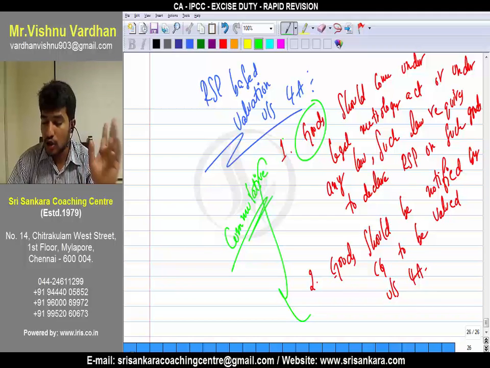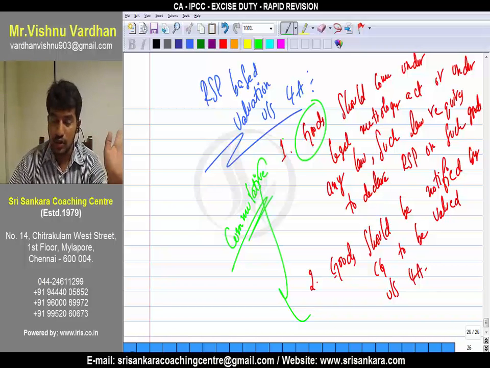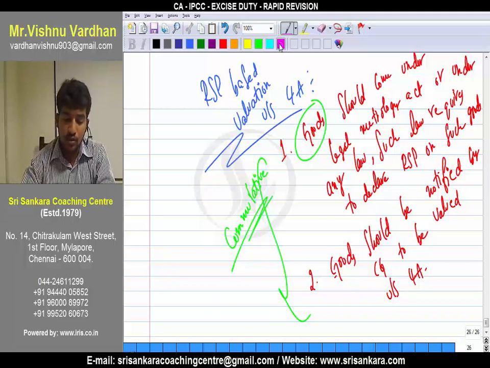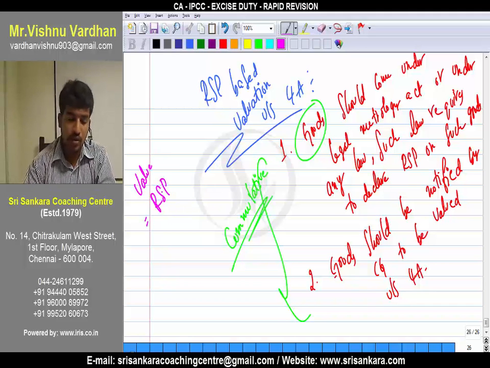Only if both conditions are met, that is, the goods should come under the Legal Metrology Act or under any law, such law requires to declare RSP on such goods, and next, goods should be notified by the central government to be valued under section 4A, then only RSP valuation comes. So okay, RSP valuation comes, then what is the value? If RSP valuation comes, the value shall be the RSP declared on such goods minus abatement.